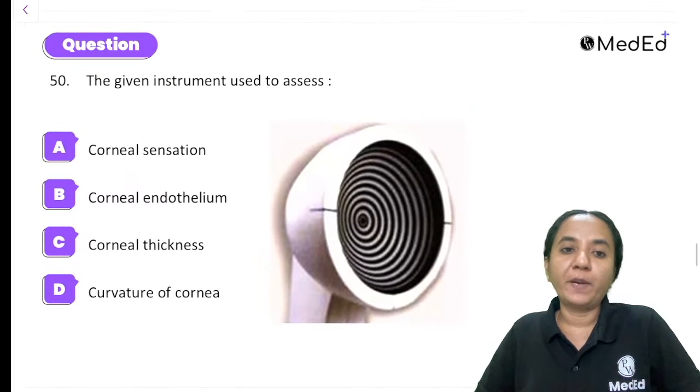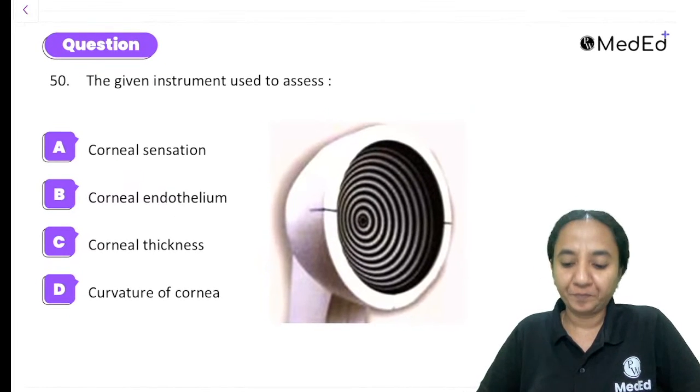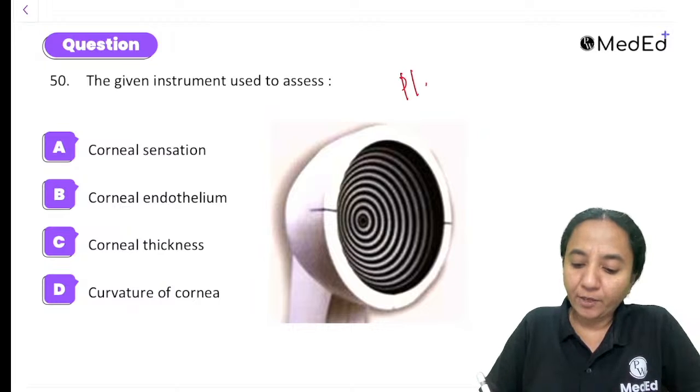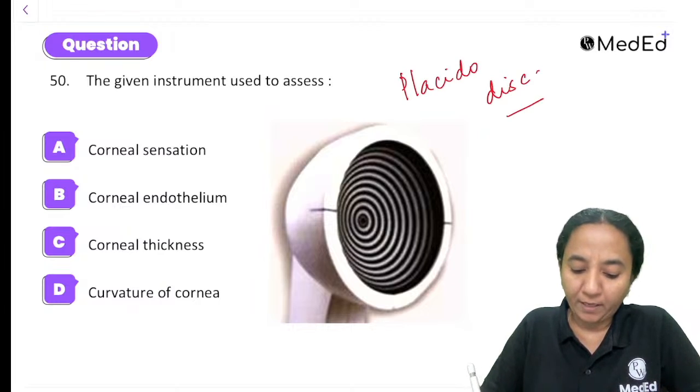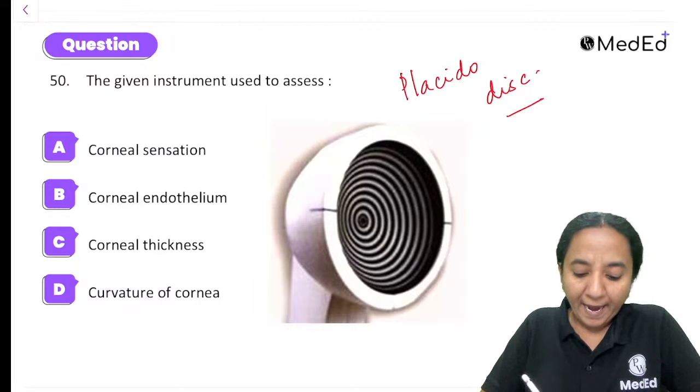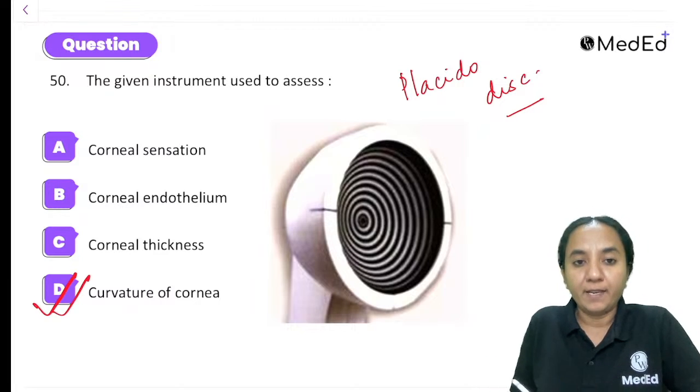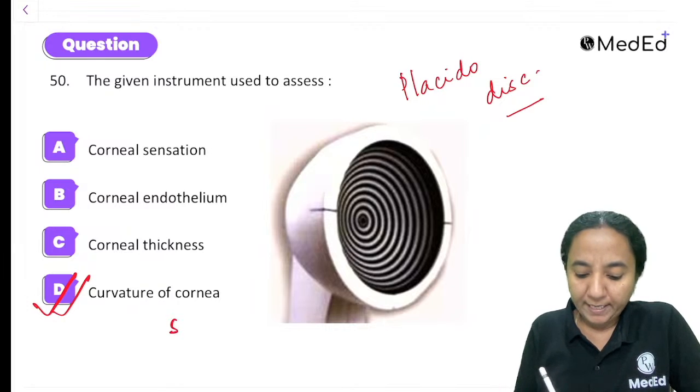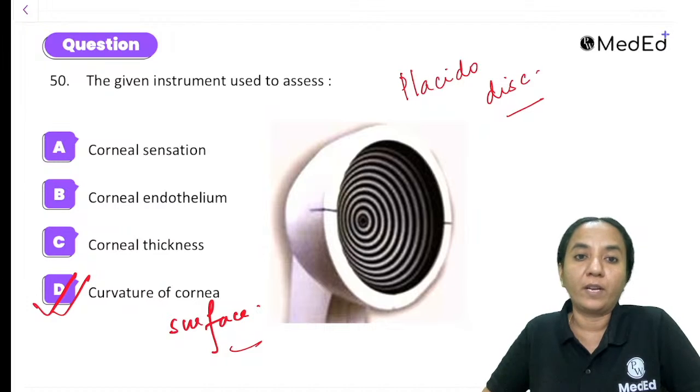What is this instrument used to assess? So this is a Placido disc. This is a Placido disc, and it is used for evaluating the corneal curvature and the corneal surface. So not just the curvature of the cornea, it can help to evaluate the corneal surface actually. So this is a Placido disc.